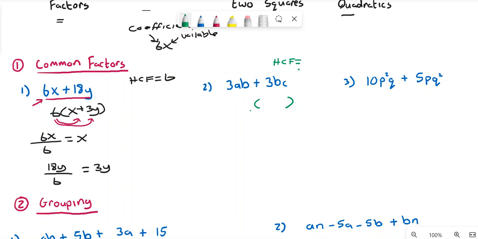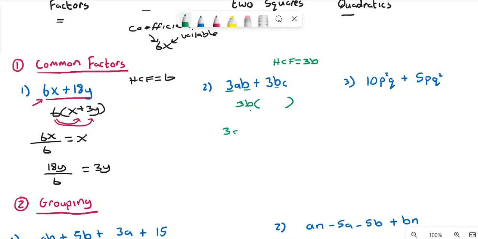Well, if we look at the number 3, it is common to both. Okay, so 3 will divide in evenly into both. And then also, if we look at b, for example, b is common to both. So 3b would be the highest common factor for both of these terms. So we put the 3b on the outside like so. Then what we can do is divide both of the terms by 3b.